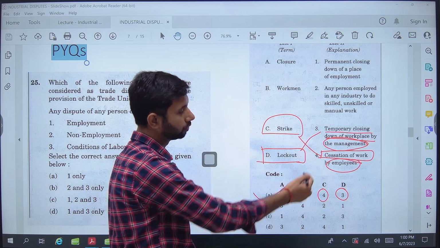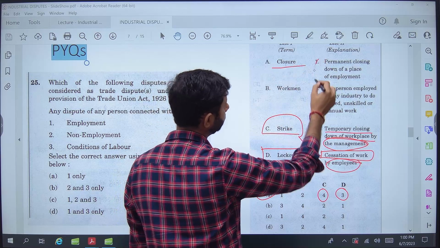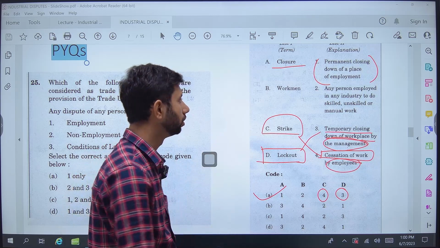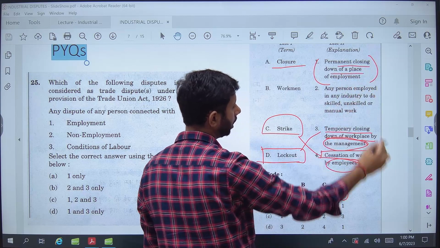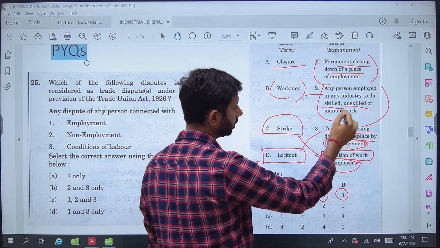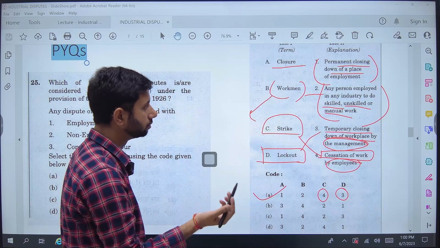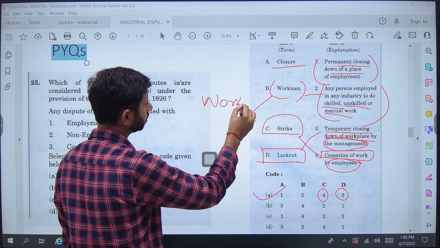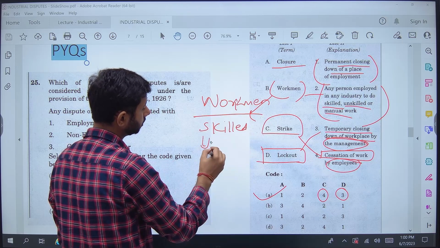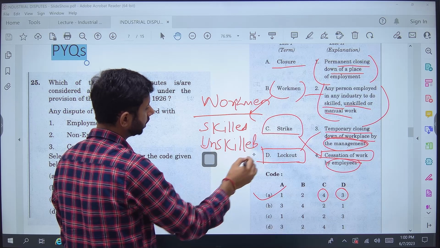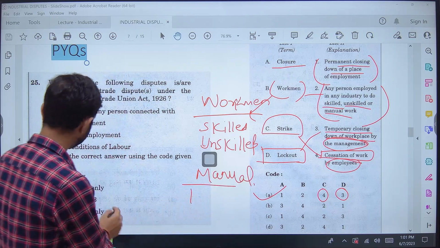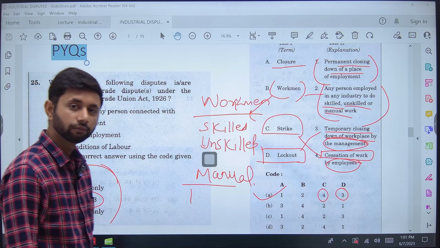And while doing these two things, also, while doing a question, although you might have come to the right answer, also learn from the other two options, that closure refers to permanent closing of a place of employment, and workman, any person employed in an industry to do skilled, unskilled or manual work. A question may come that what do we mean by workman? A person who is skilled, unskilled, or who has been employed for doing manual work. Correct the right options. So options will be similar to this, and you have to pick the 1, 2, 3 option. Okay.